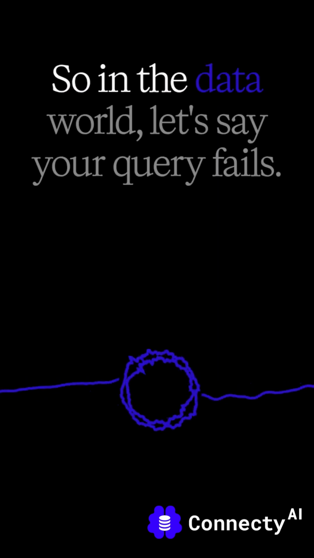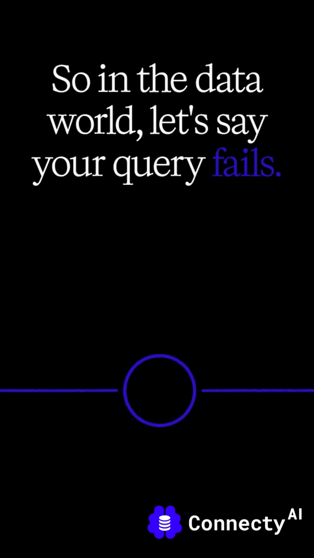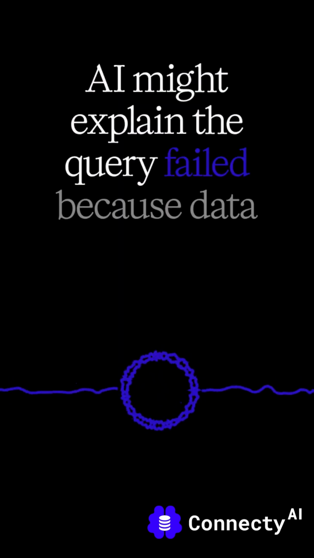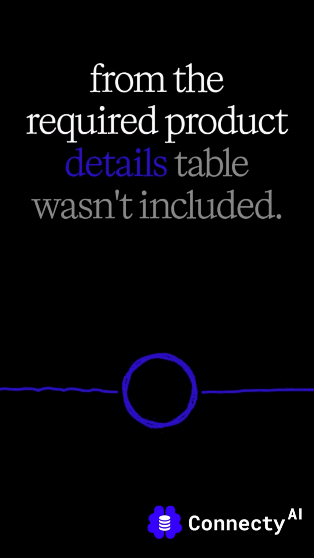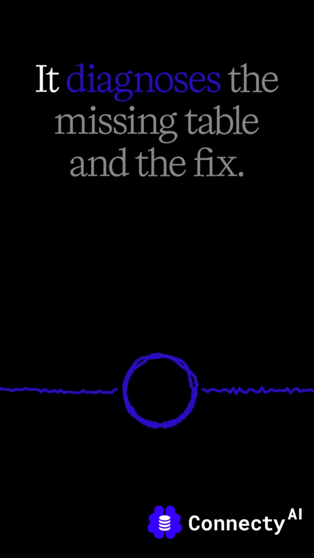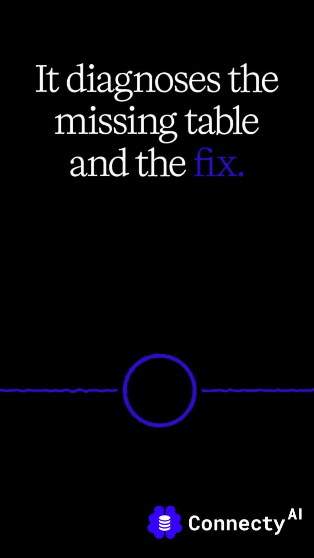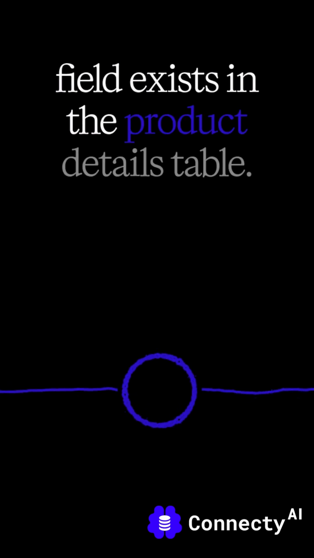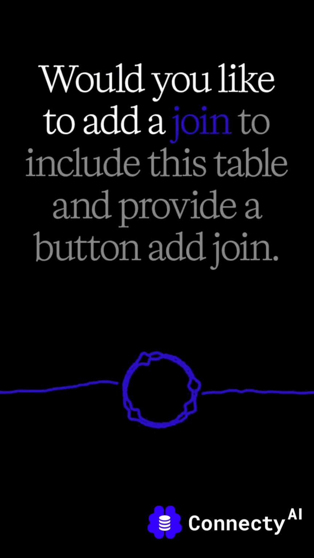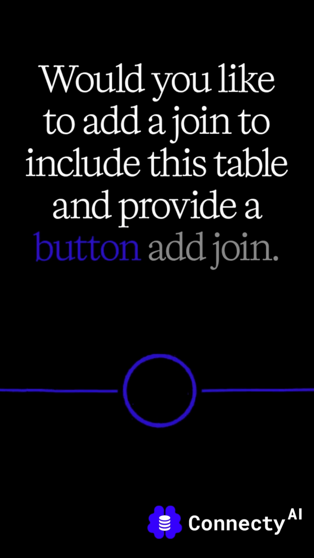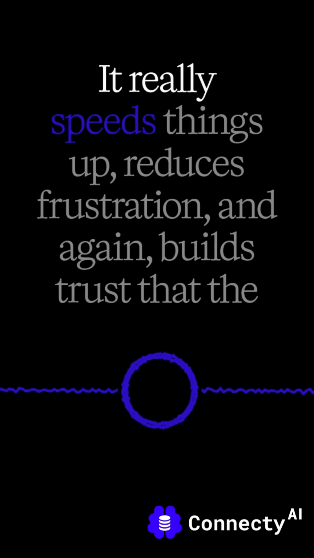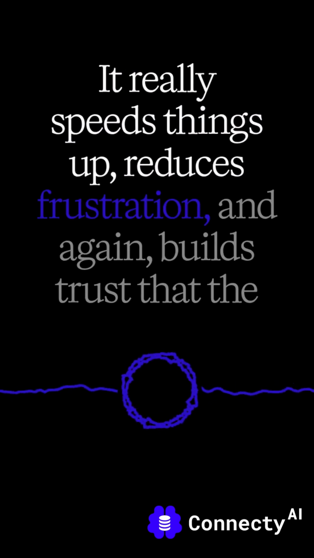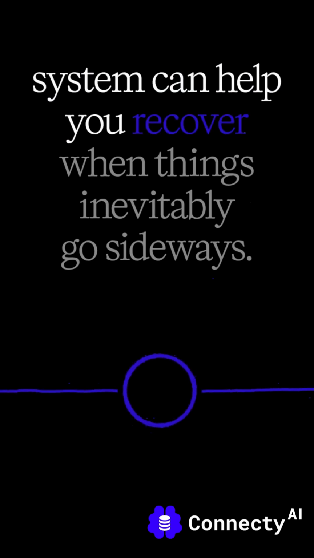Gotcha. So in the data world, let's say your query fails. The AI might explain the query failed because data from the required product details table wasn't included. It diagnoses the missing table, and the fix. It might then say, the necessary product ID field exists in the product details table. Would you like to add a join to include this table? And provide a button. Add join, click, problem potentially solved. Wow, okay. That takes a lot of the pain out of debugging. It really speeds things up, reduces frustration, and again, builds trust that the system can help you recover when things inevitably go sideways.